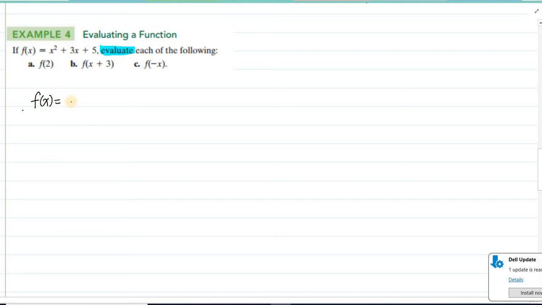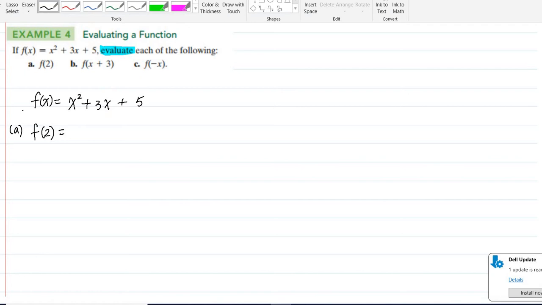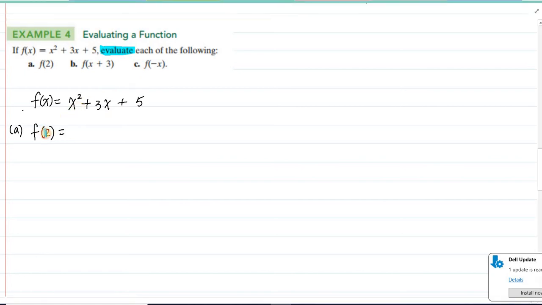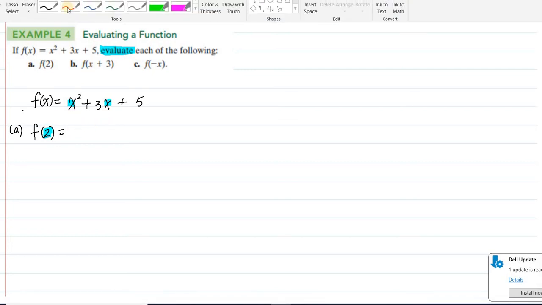Original function, we have f of x equals x squared plus 3x plus 5. Part A, we want to find f of 2. So again, anytime you evaluate something, you're just going to plug in 2 for every x you see. So any x I see, I'm going to replace it with 2. We're just going to plug it in.